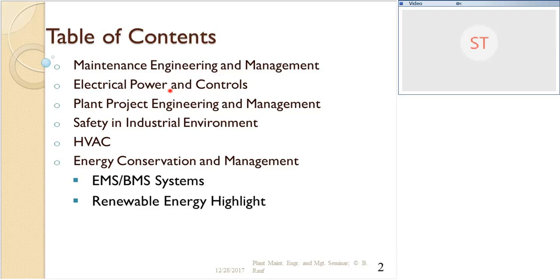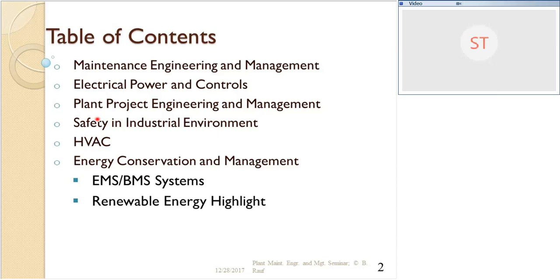But then beyond that, we'll have more of them, and we have some live ones that we're going to be doing up in the northern part of the U.S. So just go to our website and you'll see when it's offered if you are interested in expanding your knowledge in the electrical area, which is very, very vital when it comes to maintenance engineering and management.